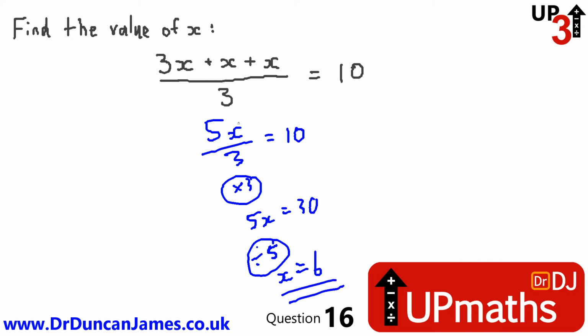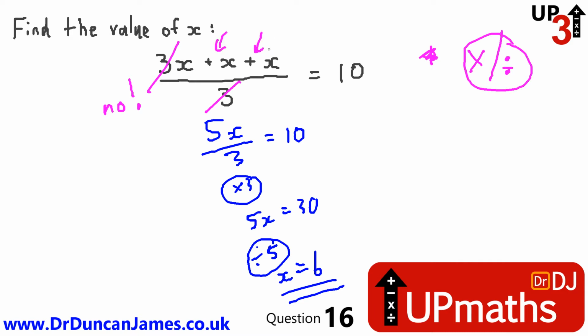Notice I did put a little sort of trap in there. Do not do this. No, you cannot do that. Because if you're going to cancel from the top and bottom of a fraction, you can only do that if it's times and divides only, because you can cancel times and divides, but there's some plus signs kicking around in there, so you can't do it.